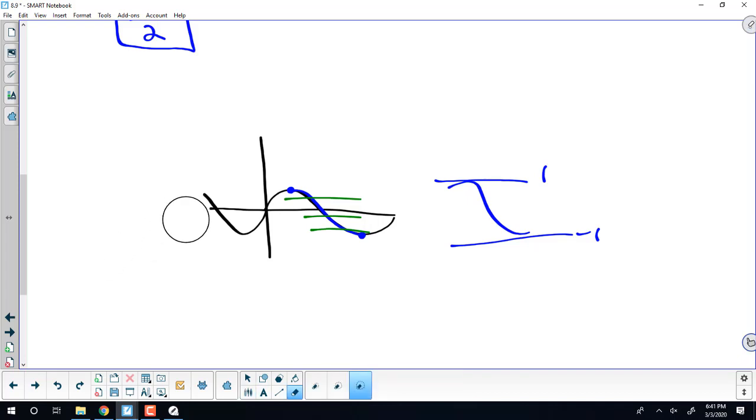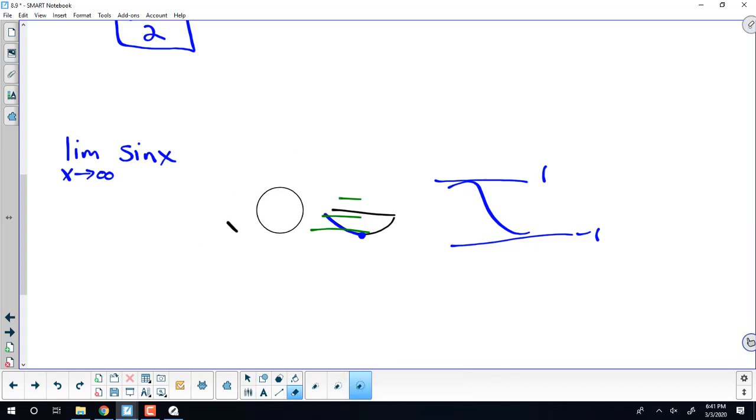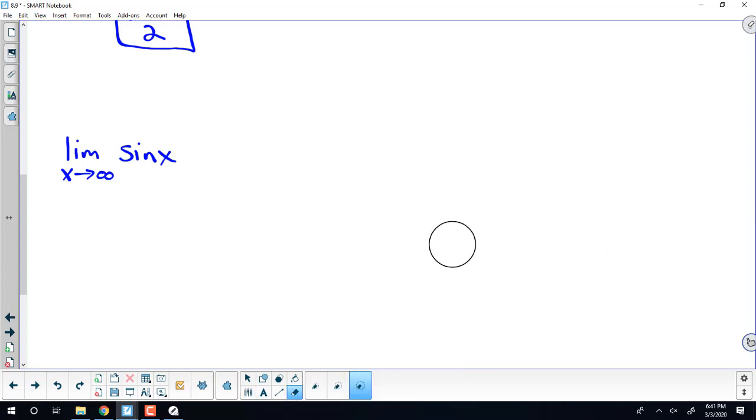So how about if we have the limit as x goes to infinity of sine x? Just sine x. So what is that limit? Is it 1? Or is it -1? Both? Neither? It doesn't exist, it's undefined.